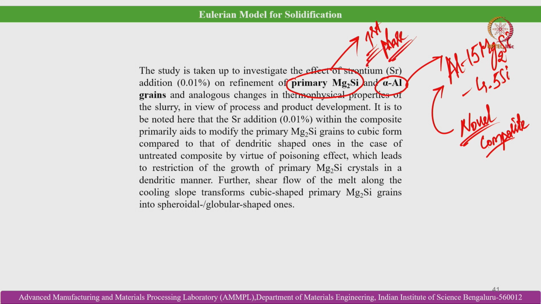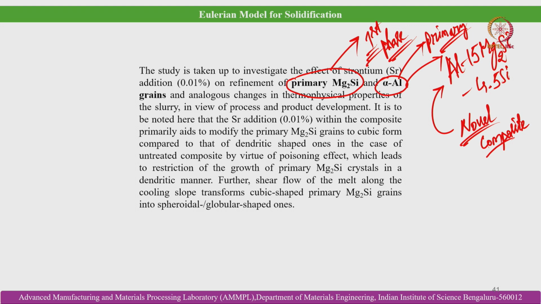So, that is why we are calling it primary, and in the case of aluminum we are still calling it primary because it is the dominant phase present in the solidified composite. That is why we are depicting that we have two primary phases in this composite. Along with the formation and morphological evolution of these primary grains due to the addition of strontium, this has been captured effectively in the Eulerian multiphase flow model for solidification transport phenomena that we developed.